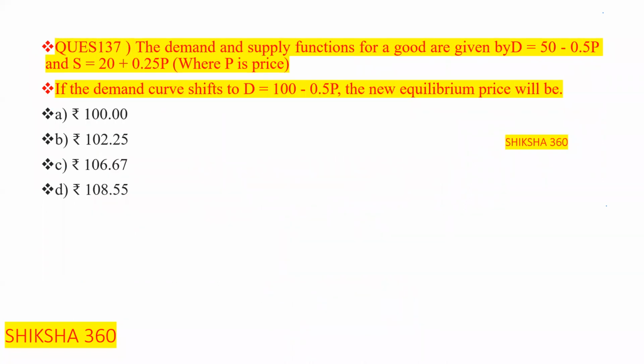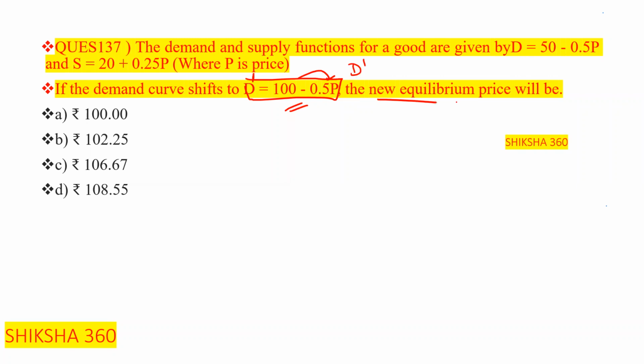Now move to the next question. The demand and supply curve. Here they have given the demand and supply functions for a good. Demand is equal to 50 minus 0.5p, and supply is the same. If the demand curve now shifts, earlier D, now D dash, it shifts to 100 minus 0.5p. That is D, now it becomes D dash, this one.